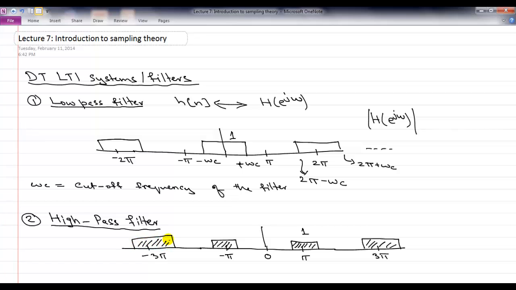So for the low-pass and high-pass filter, it's really about where this rectangular region of the frequency response is situated in the discrete world. If it's around 0, those are low frequencies. It will be around 0, around 2 pi, around 4 pi, and so forth. If it is around pi, then it will be around minus pi, minus 3 pi, 3 pi, and so forth, and then it will be a high-pass filter.